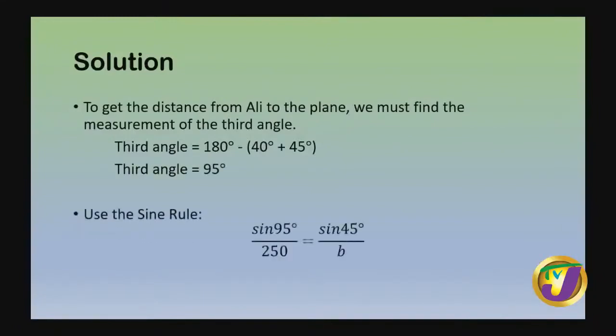So using the sine rule, same thing, but in a different order. It doesn't matter which one comes first. We're doing a comparison, so we can simplify. And in simplifying, we would find that the distance from Ali to the plane would be 177.45 meters using the sine rule here.